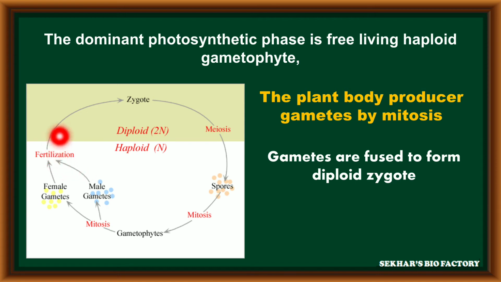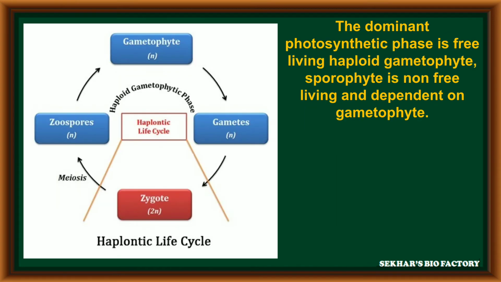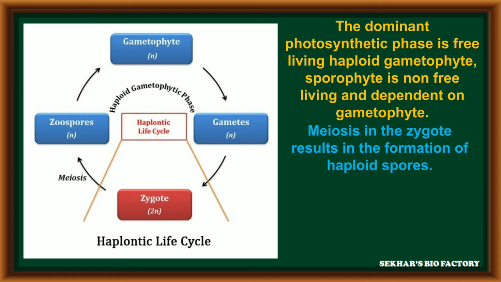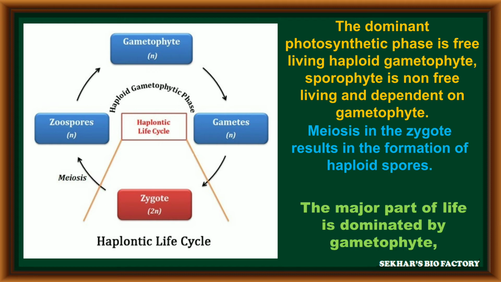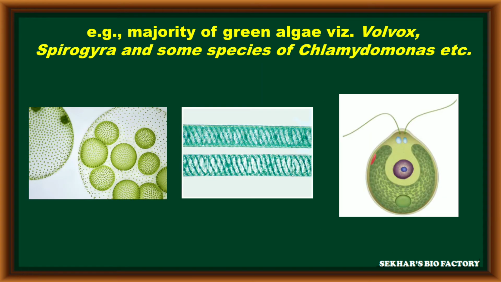These gametes fuse to form a diploid zygote. Sometimes this diploid zygote may produce a diploid sporophyte. The dominant photosynthetic phase is the free-living haploid gametophyte, and the sporophyte is non-free living and depends on the gametophyte. Meiosis occurs in the zygote to form haploid spores. The major part of the life cycle is dominated by the haploid gametophyte. For example, the majority of green algae like Volvox, Spirogyra and some species of Chlamydomonas perform this haplontic life cycle.